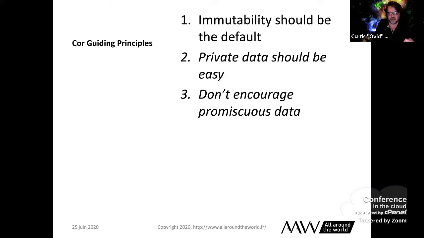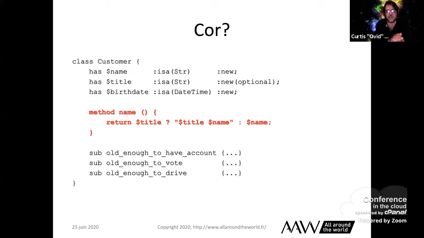So, two new guiding principles of Core. Private data should be very easy to define, and we don't encourage promiscuous data. Basically, don't make this available outside of your class unless you need to. So here's my customer class written in Core. You'll notice for name, title, and birth date, I don't have a reader or writer assigned for any of those. I can pass them into the constructor if I want to, and now for method name, I return title, and if it exists, then I can concatenate title and name with the space. Otherwise, I just return the name. It's simple, it's easy. There's no tricks. There's no hoops you have to jump through.